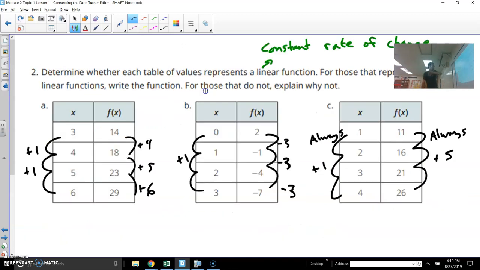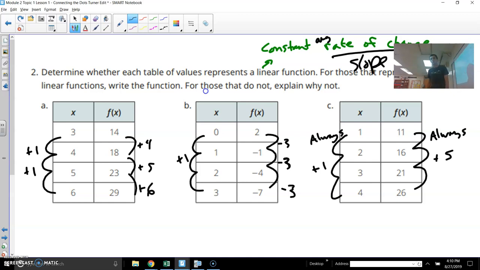So this next part says determine whether each table of values represents a linear function. And so these are all functions because none of the x values are repeating. But if it's a linear function, then it has what's called a constant rate of change. And when we hear the phrase rate of change, even the word average in front of it, average rate of change, that all means slope.